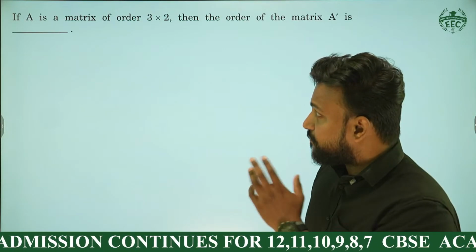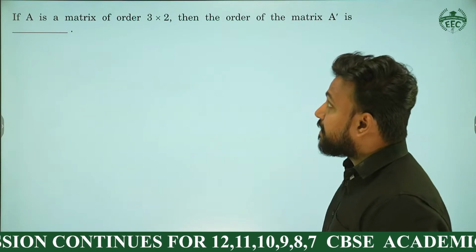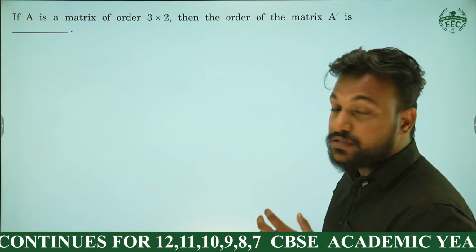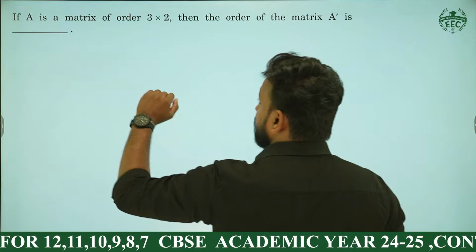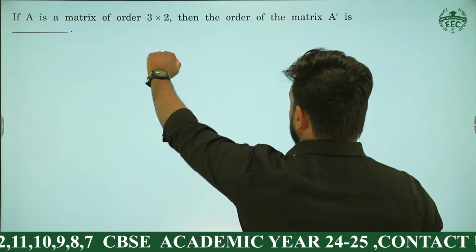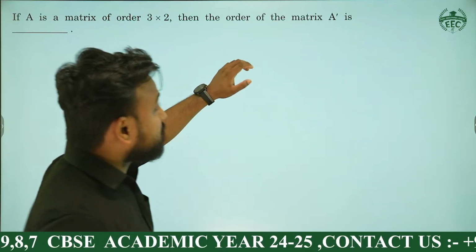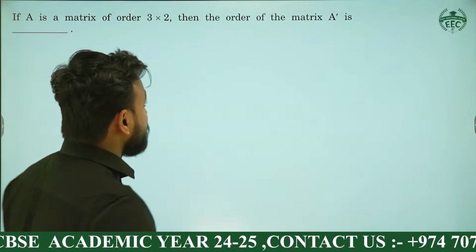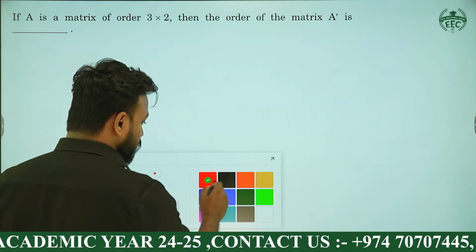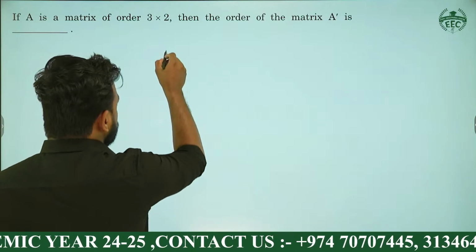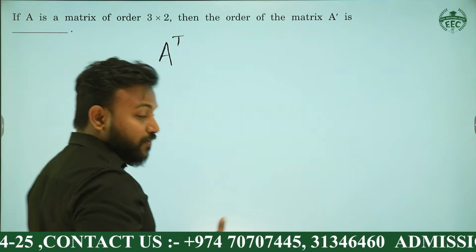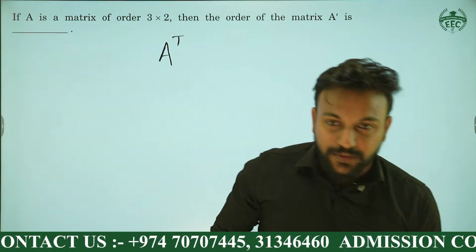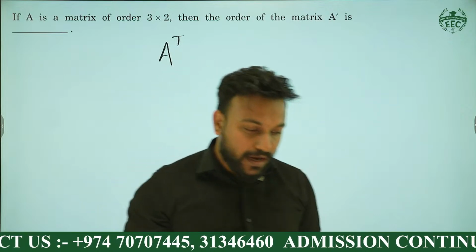Then the first question is, if A is a matrix of order 3 by 2, then the order of the matrix A dash, or we can say A transpose. A dash means A transpose. So first of all, you have to know what we mean by A transpose.